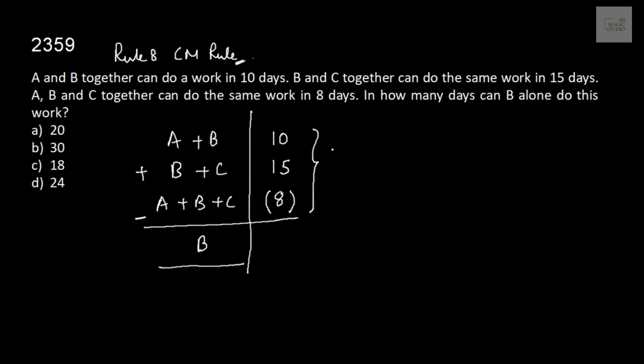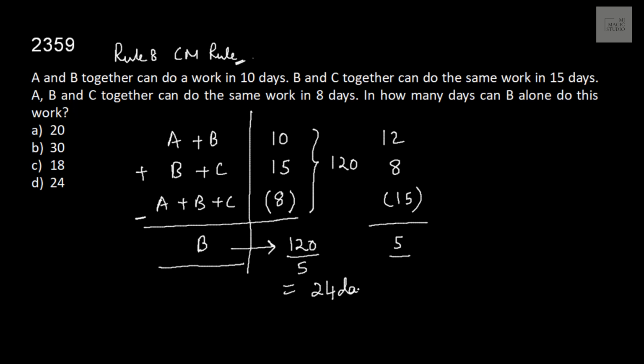LCM of 10, 15 and 8 will be 120. 120 by 10 is 12. 120 by 15 is 8. 120 by minus 8 will give minus 15. So now if we add up this, 20 minus 15 is 5. Time taken by B would be simply 120 by 5, that is 24 days.